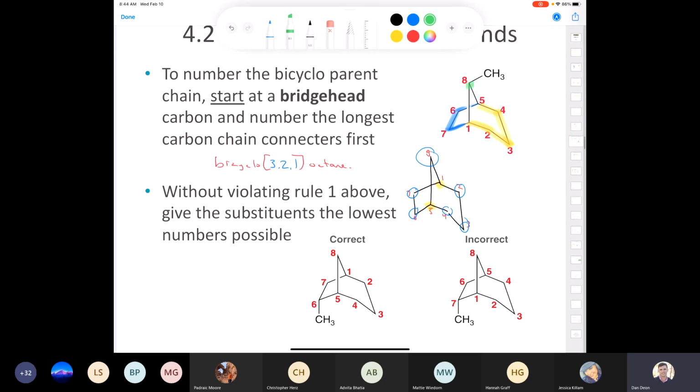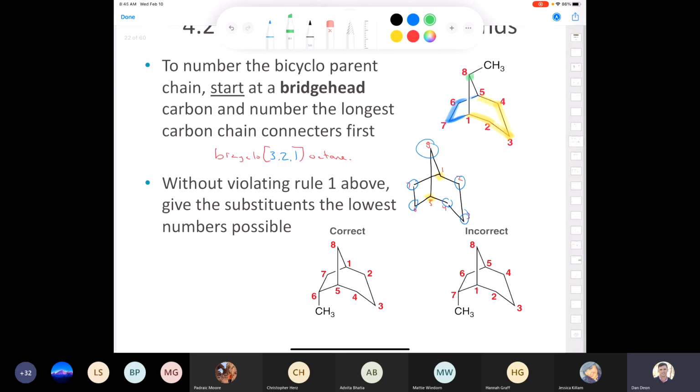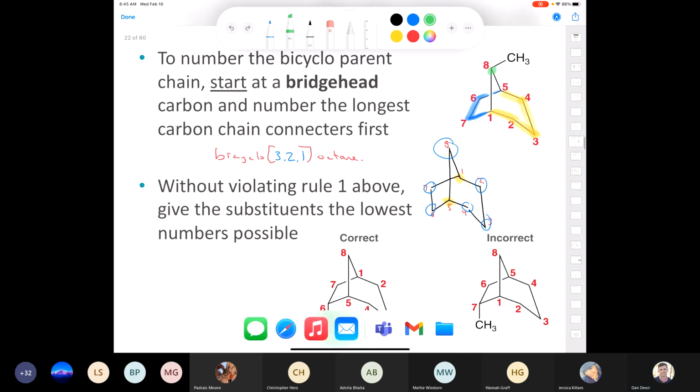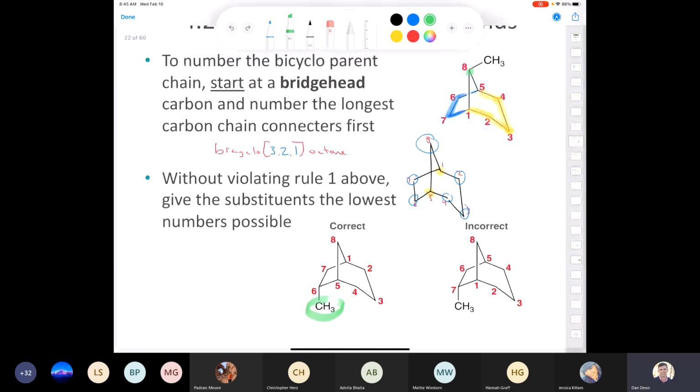Okay? Now, if you look at the examples down here, it shows you the incorrect way of doing it. We have a methyl group right here. What would that be? Would it be a 6-methyl or a 7-methyl? The answer is it's a 6. It's not a 1. We start with the longest bridge. Okay, so we're going to start at a bridgehead carbon. We're going to go 1, 2, 3, 4, 5, 6, 7, and then up to 8. You have to keep numbering consecutively. You have to follow the order of numbers. 1, 2, 3. You can't go 1, 2, 8 or something like that. It doesn't work that way.